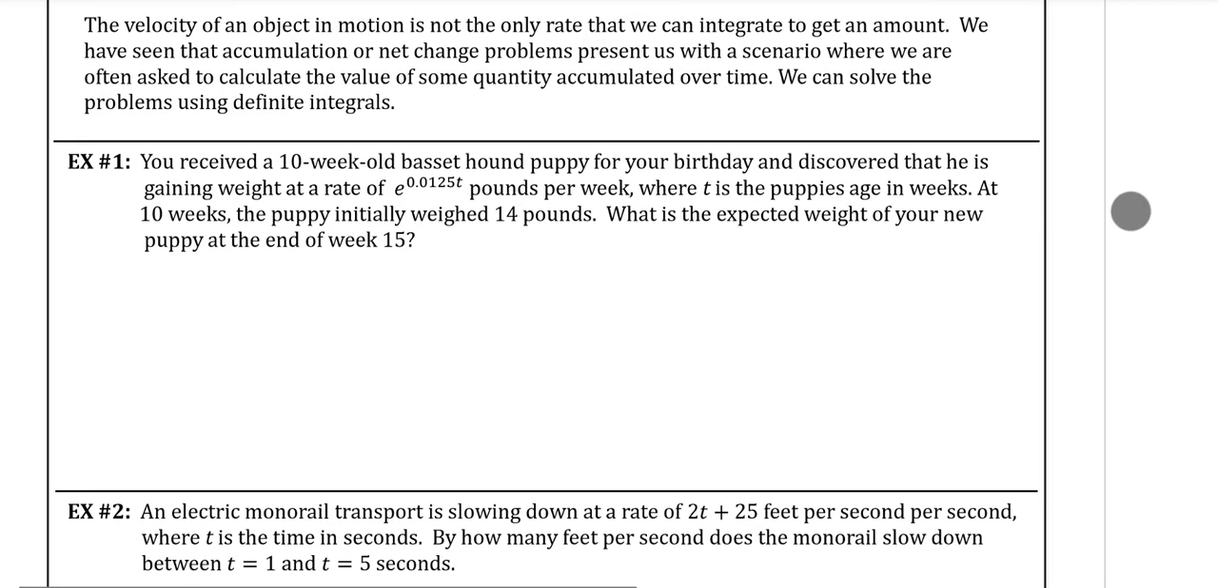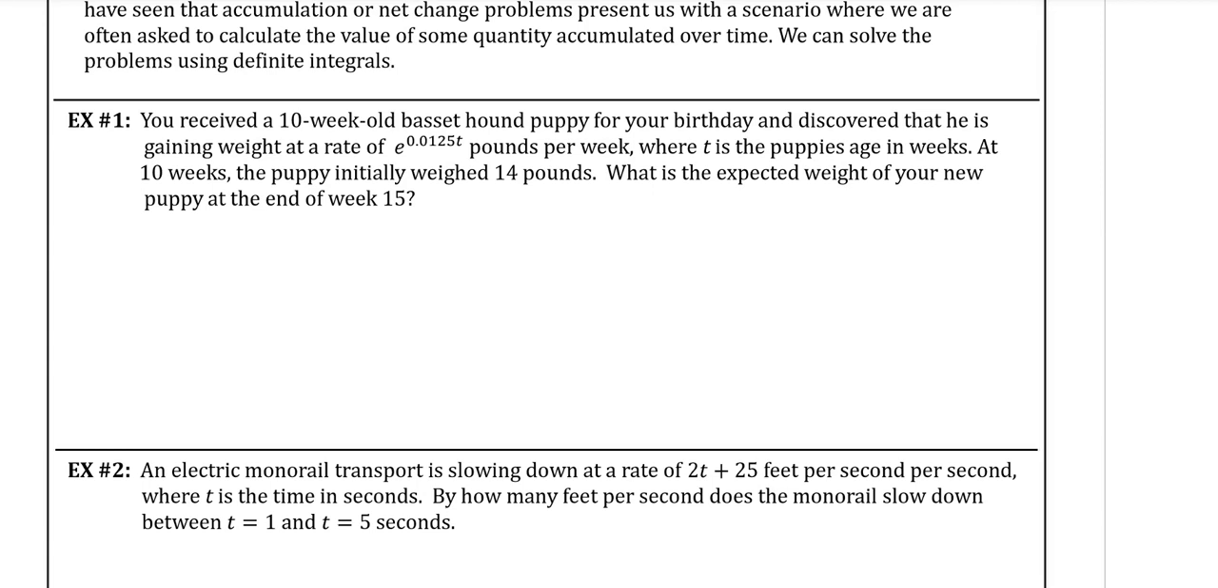So example 1: you received a 10-week-old Basset Hound puppy for your birthday and discovered that he is gaining weight at a rate of e to the 0.0125t pounds per week, where t is the puppy's age in weeks. At 10 weeks, the puppy initially weighed 14 pounds. What is the expected weight of your new puppy at the end of week 15?